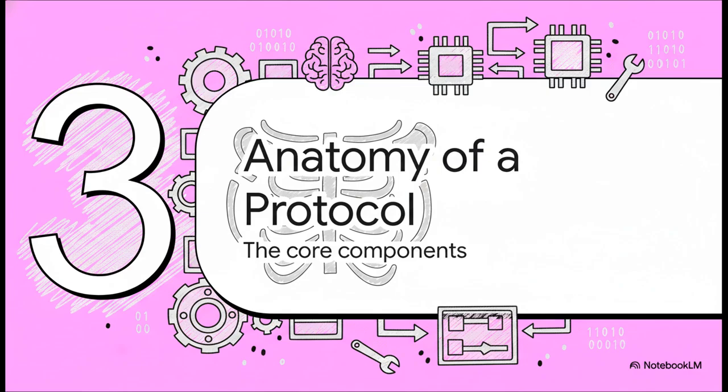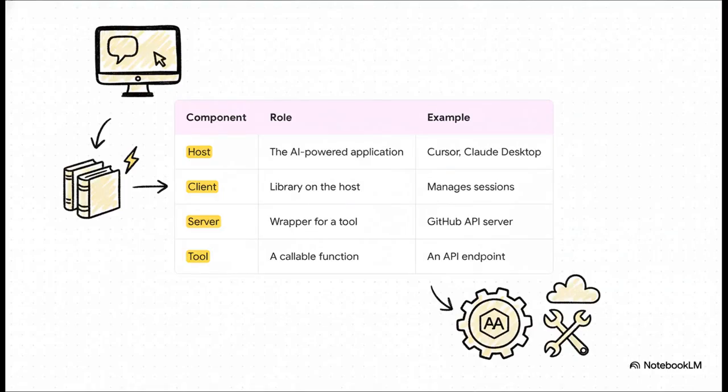Okay, so we get the why. We see the value. Now let's pop the hood and get a little more technical. It's time to actually look at the anatomy of the protocol and meet the key players that make all of this work. In any MCP interaction, you've really got four main components.